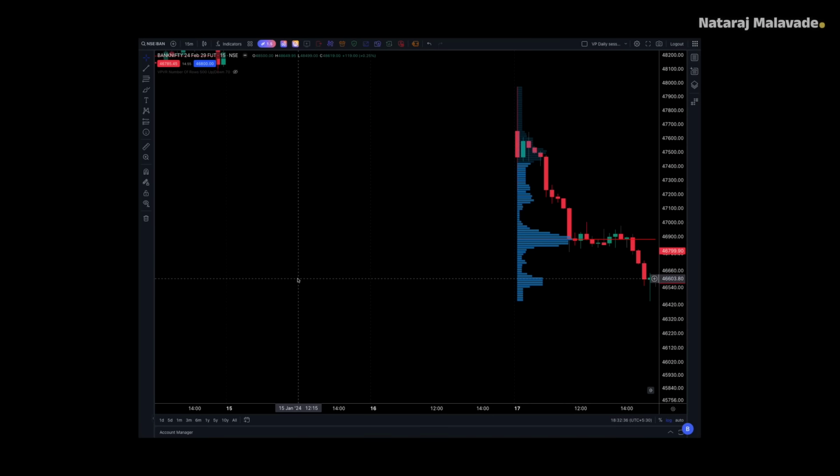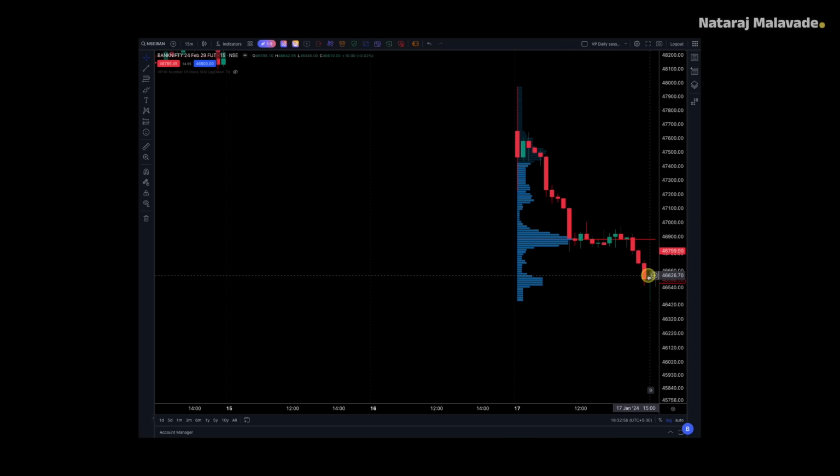So basically what I'm going to do is analyze this particular profile, and on the next day we're going to see how we would have traded this market based on the volume profile information. I've already explained two different setups using this, and I'm going to show that in the real-time market. So let's straight away get into the subject.